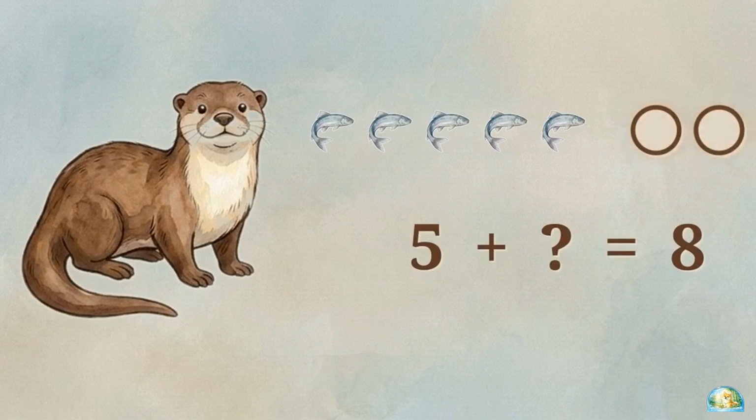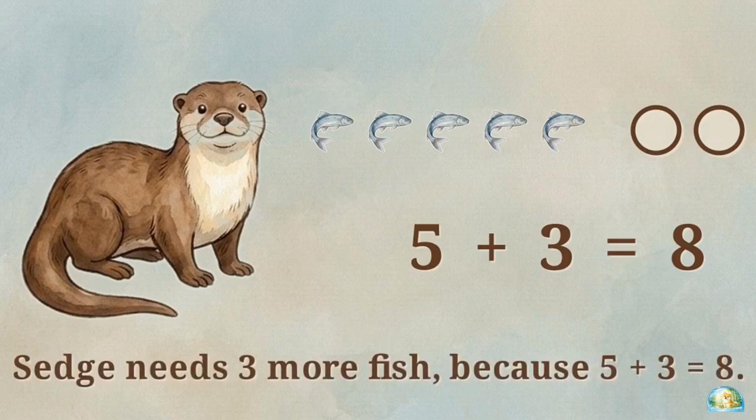3 empty carved rings sit next to the 5 caught fish. 5 plus 3 equals 8. The missing part is 3. Sedge needs 3 more fish, because 5 plus 3 equals 8.